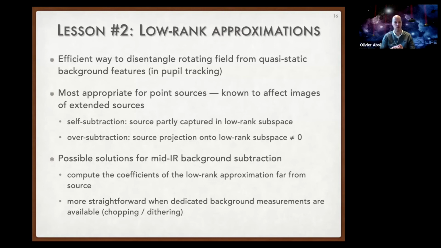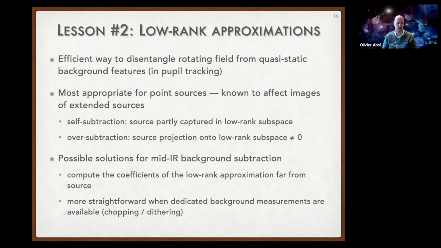And there is also the phenomenon of over-subtraction, where the source projects in a non-zero way onto the low-rank subspace, just because some speckles, or the background, have a shape that matches the shape of the source that you are looking for. So in the case of mid-infrared observations, there are possible solutions to mitigate these two problems.